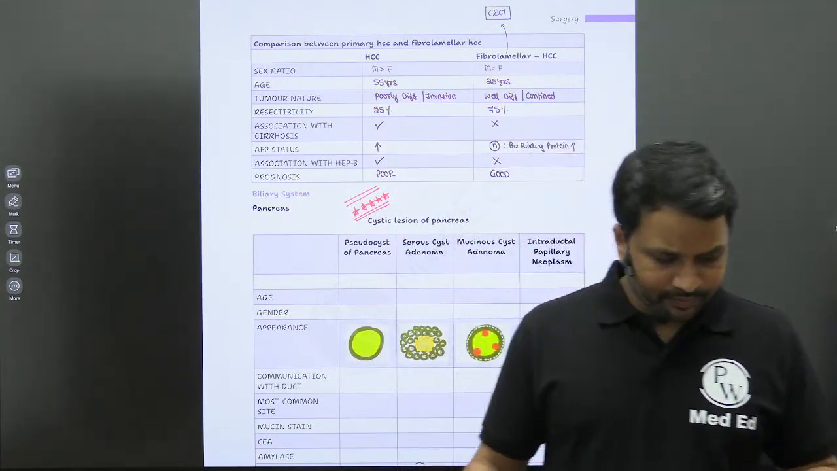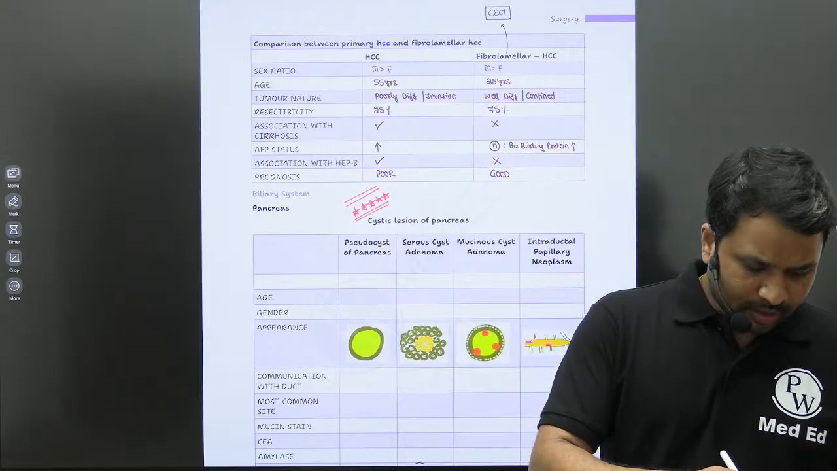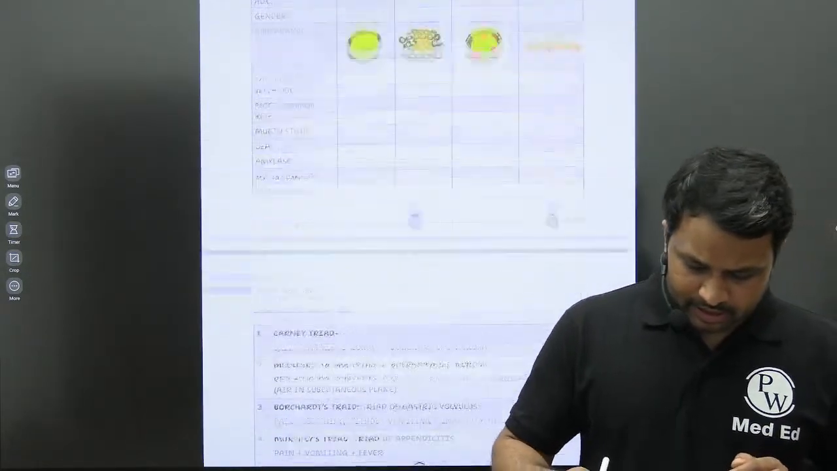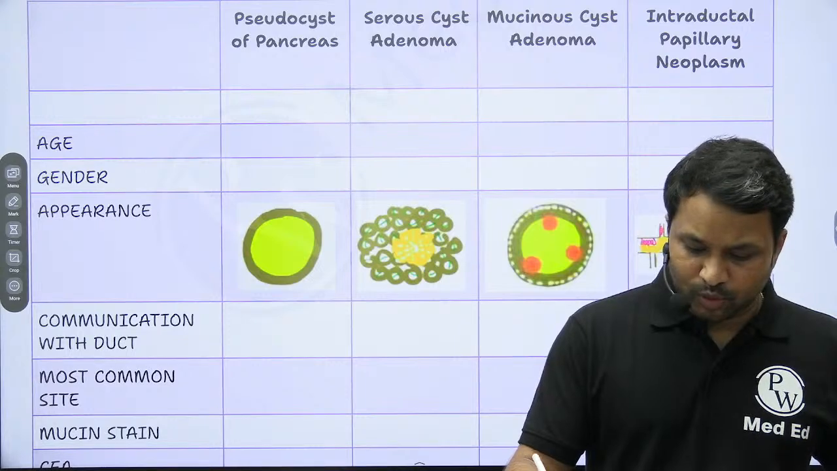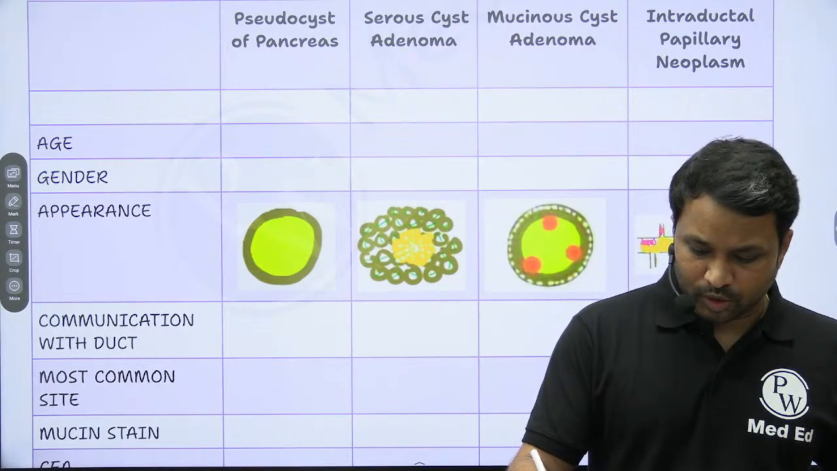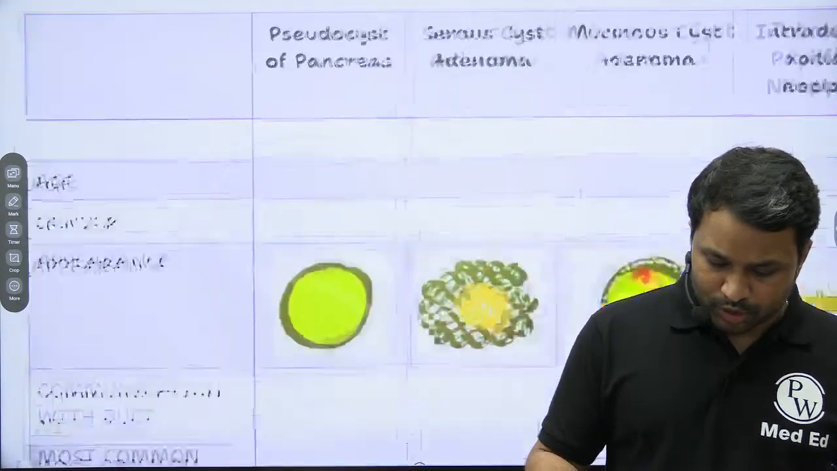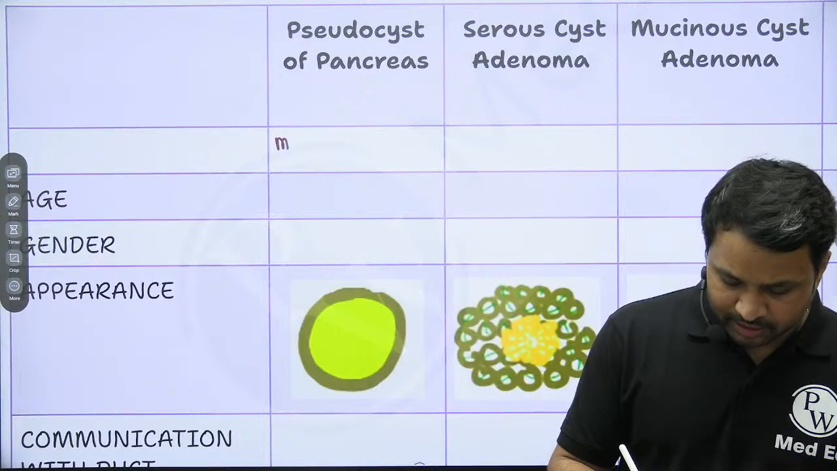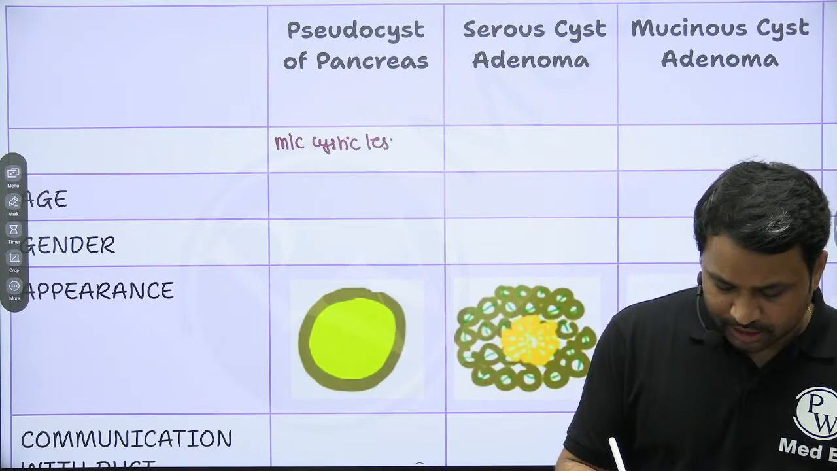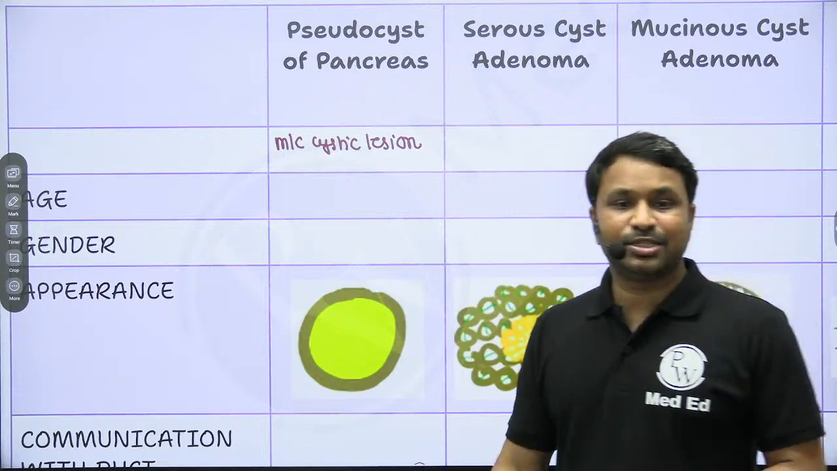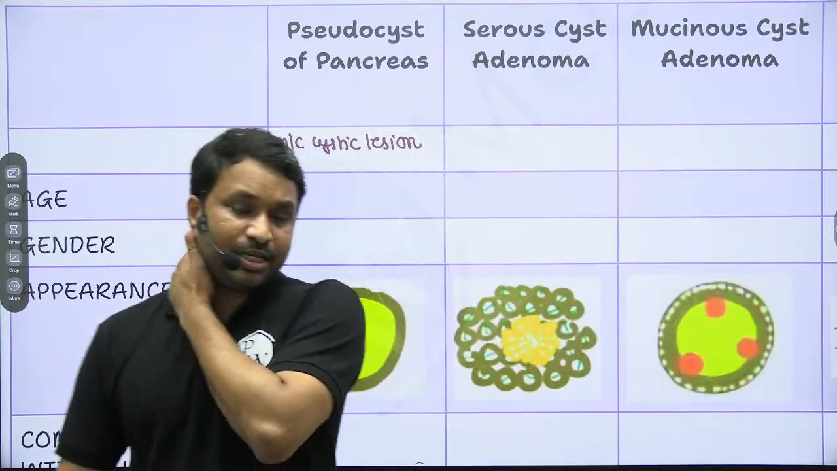Okay, fine. So let's move on. We'll talk about the cystic lesion of the pancreas. Again, an important topic. Now, when you talk about cystic lesion of the pancreas, the first one, which is the most common cystic lesion of the pancreas overall. Remember, the most common cystic lesion of pancreas is the pseudocyst of the pancreas.